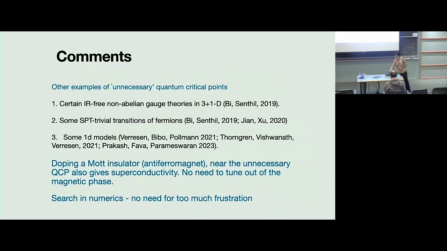In terms of time, I'll just mention that we also have other unnecessary QCP examples in previous literature, like in the non-abelian gauge theory at particular flavor number, and some in the context of interacting SPT, and some 1D models.